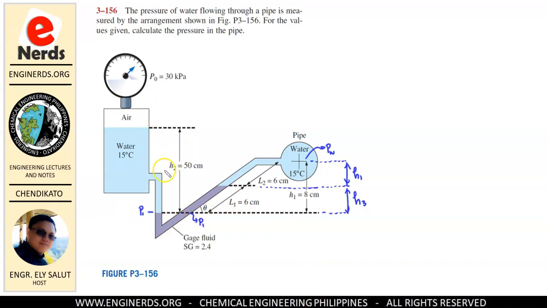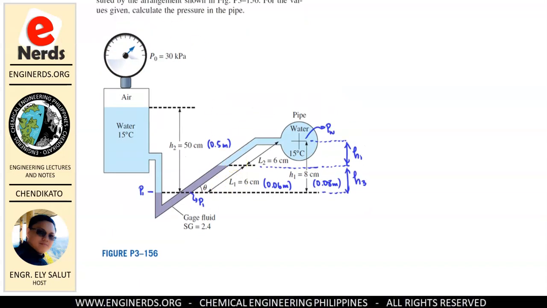Now, all of our units are in centimeters, but we know that during calculation we need to convert that to meters. So this is 0.5 meter, and here 6 centimeter is 0.06 meter, and 8 centimeter is 0.08 meter. We will be using that in our calculation. So let us start our calculation.